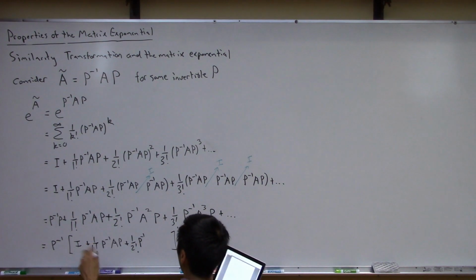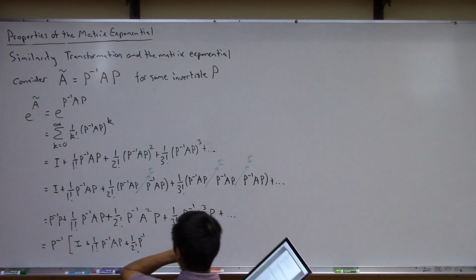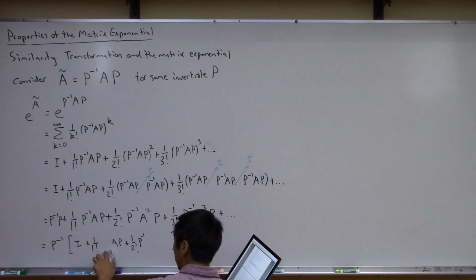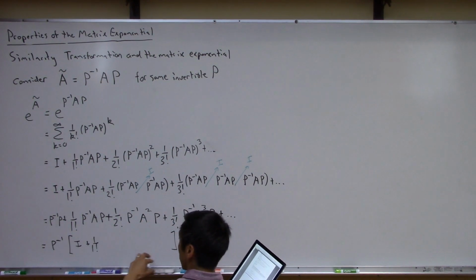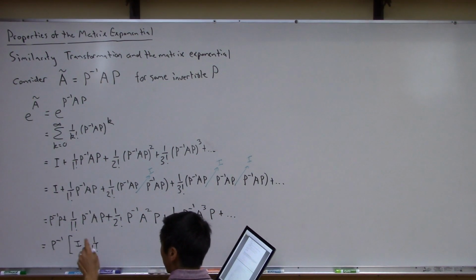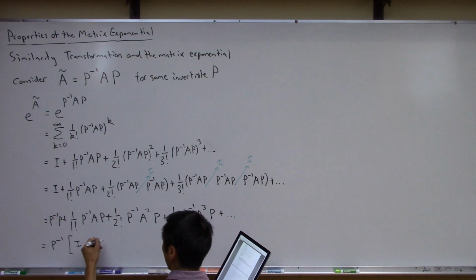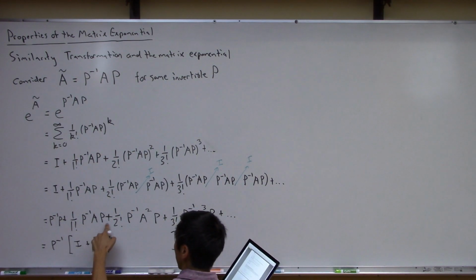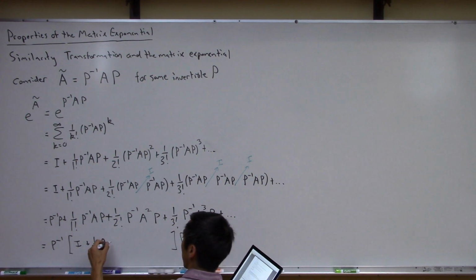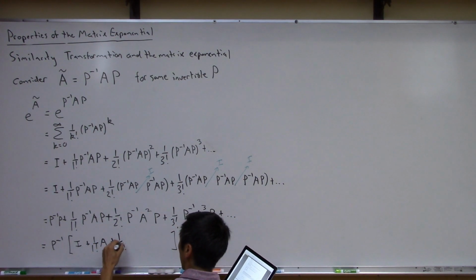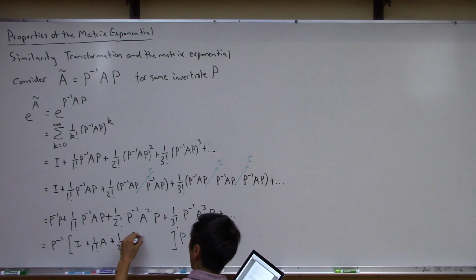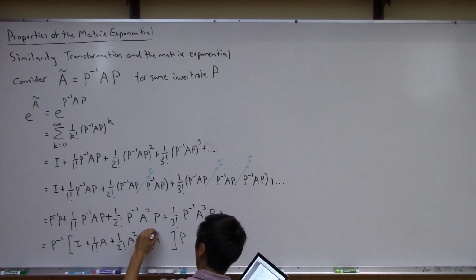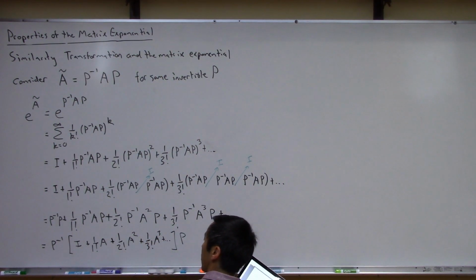Oh, no, sorry. Excuse me, I'm sneezing on this dust here. Sorry, I pulled off the P inverse, right? So this is just A here, right? And I pulled off the P on the other side, that took care of that. So this is plus 1 over 2 factorial A squared plus 1 over 3 factorial A cubed plus yada, yada, yada, right? Does everyone see?